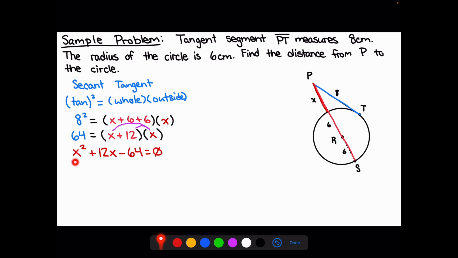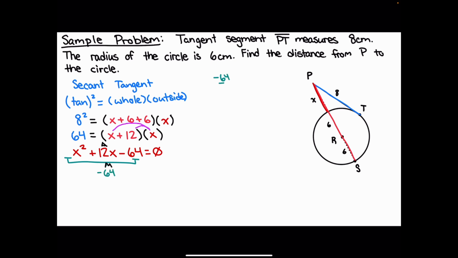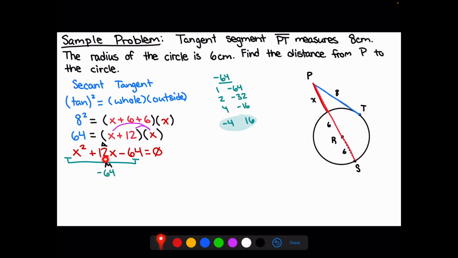And if I need to solve for x, because that's the unknown length, then we need to factor. So to factor, what we're going to do is we're going to take our a value and multiply it by our c value. 1 times negative 64 is negative 64. I look for numbers that will add to be my middle term, 12, and multiply to be my a times c term, negative 64. Listing out all the numbers that multiply to be negative 64, the only two that will add to be positive 12 is negative 4 and positive 16.